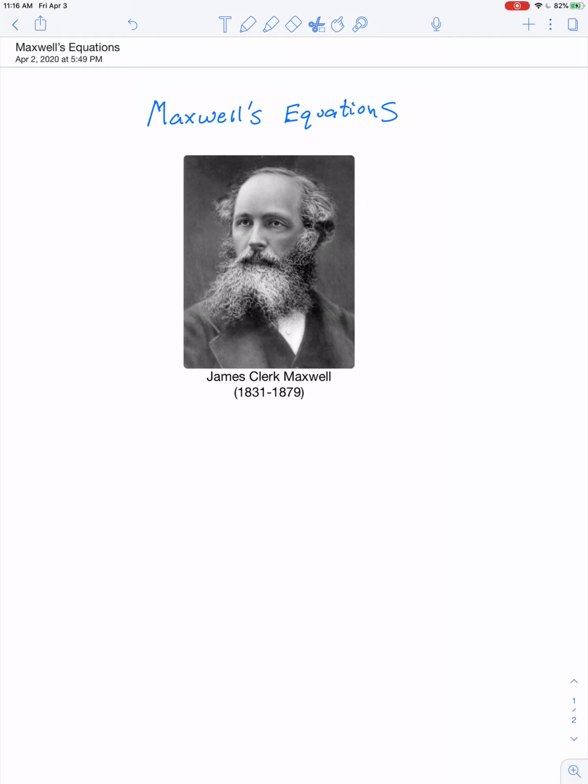But on the brighter side, he lives on forever as a major figure in the study of electricity and magnetism, and in fact sort of unified the study of electricity and magnetism in just one set of 4 equations. So let me write down the first of Maxwell's equations and see if you recognize it.